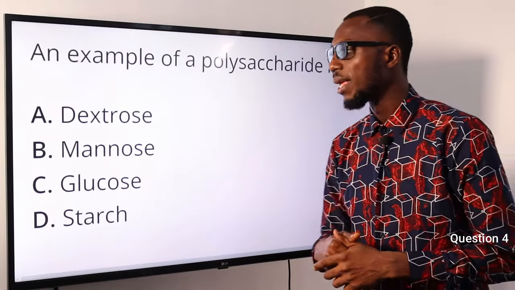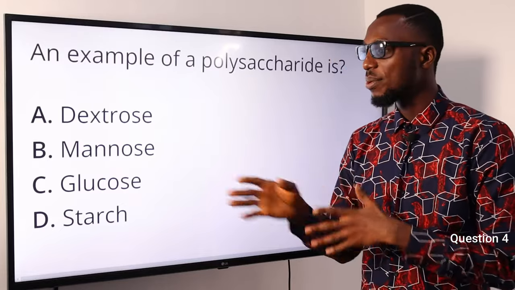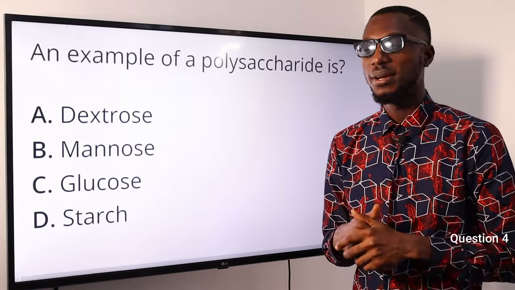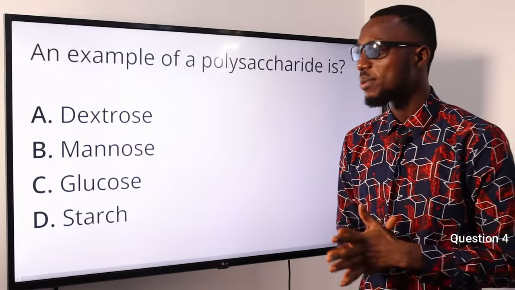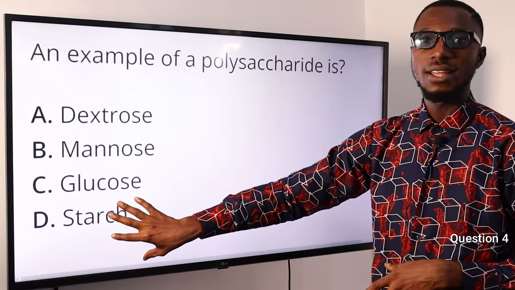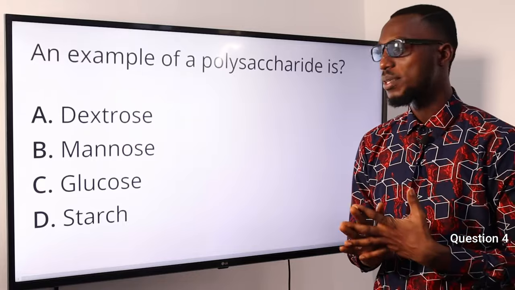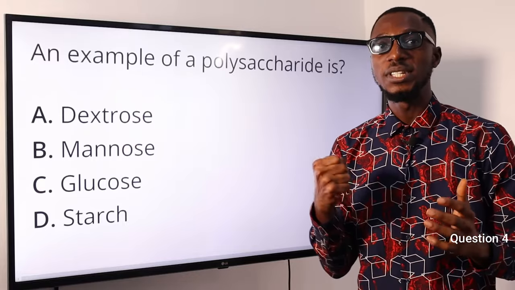Same thing with mannose as well. It's also a sugar monomer of the aldohexose series, or the aldohexose group. So the only polysaccharide we have here is the giant molecule of starch containing several monosaccharides. So the correct option here is option D for starch.